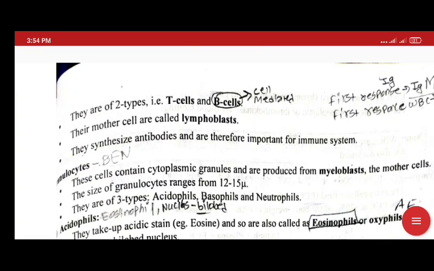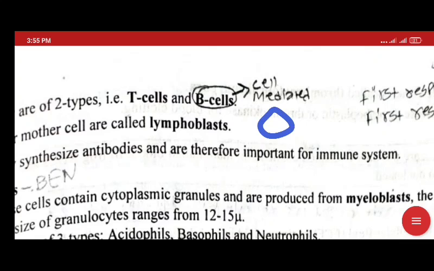Hello students, continuing with blood, the fluid connective tissue or vascular connective tissue. We have already read that lymphocyte comes under agranulocyte, meaning no granules are present, and it has two types: monocyte and lymphocyte. In lymphocyte we have discussed that it has a round nucleus.